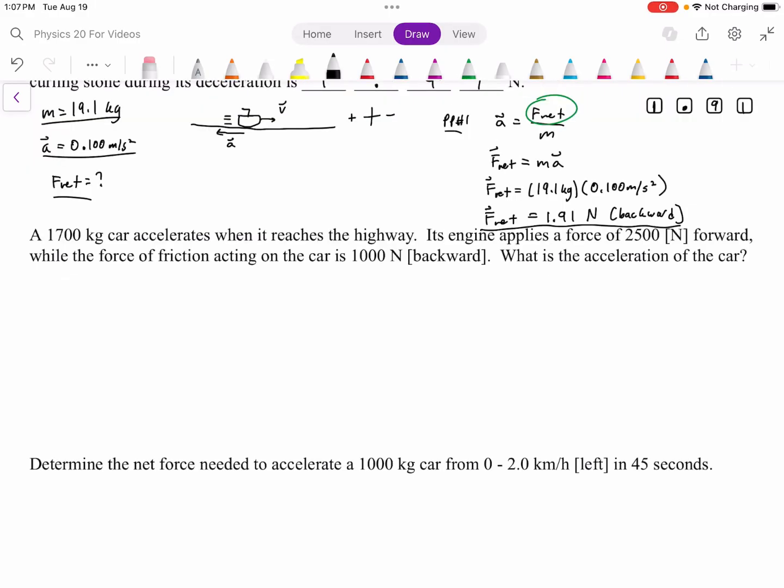All right, a 1,700 kilogram car accelerates when it reaches the highway. So we know that F net will not equal 0 because it's accelerating. Its engine applies a force of 2,500 newtons forward, while the force of friction acting on the car is 1,000 newtons backwards. We want to figure out what is the acceleration of the car. Okay, let's draw some diagrams to get our bearings here.